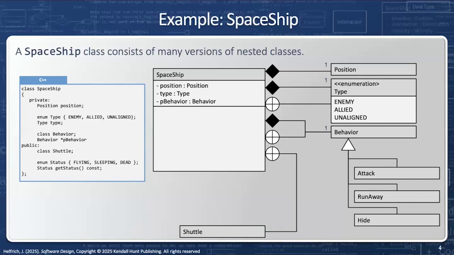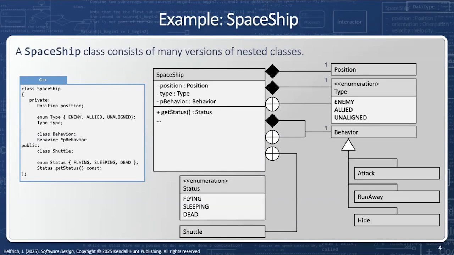I'm also going to have another enumeration called status, and this one happens to be public, and it's going to have flying, sleeping, or dead, and I'm going to have a get status attribute. I'm going to have a get status method, which is going to return a status. And therefore, I'm going to need to have a status enumeration, which has three possible values: flying, sleeping, or dead. Now observe this enumeration is nested because it's defined within the spaceship class, and of course it's public as well, which means the client can instantiate an object of type flying, sleeping, or dead.